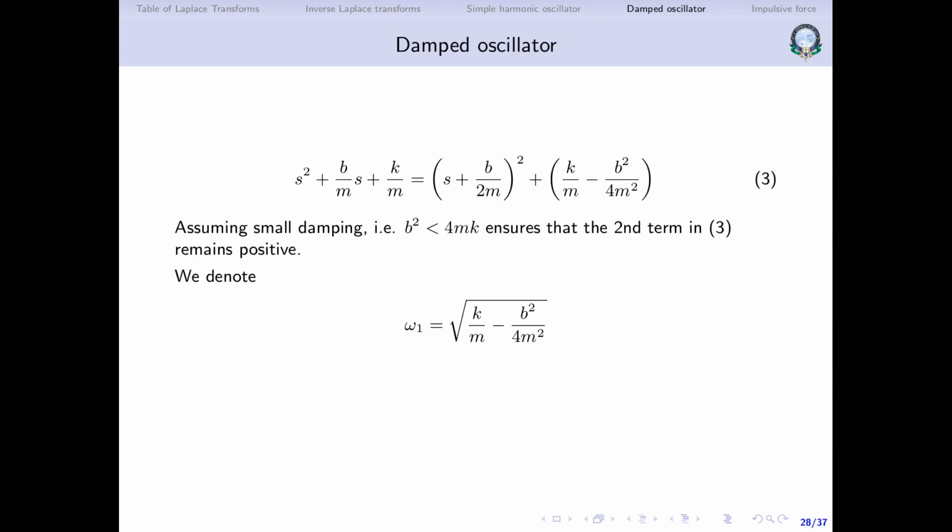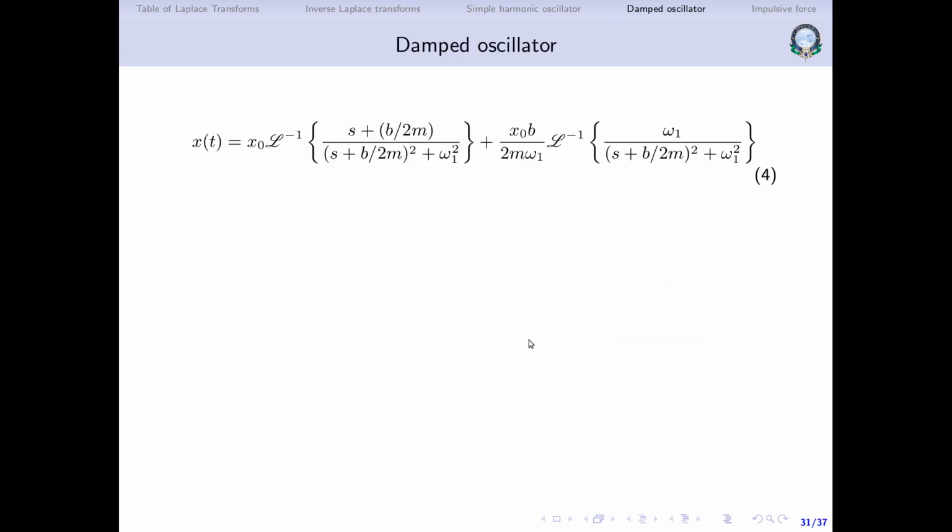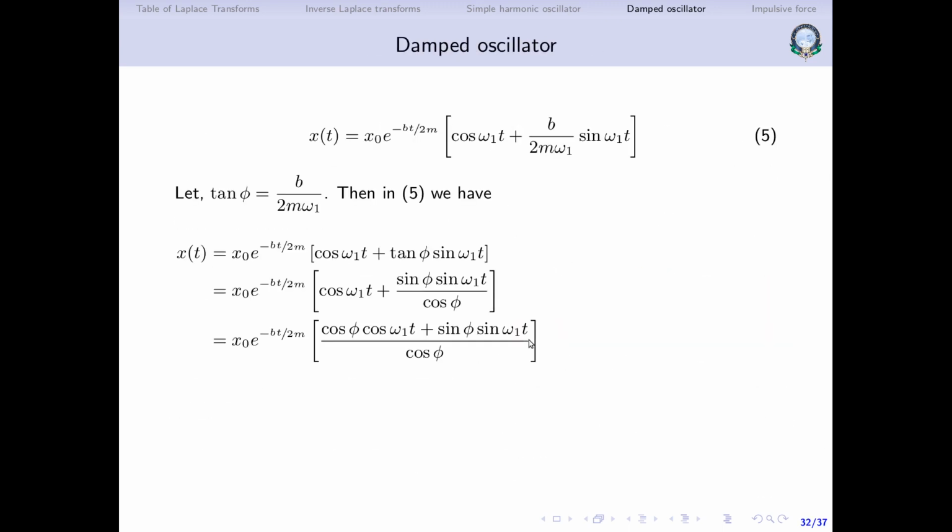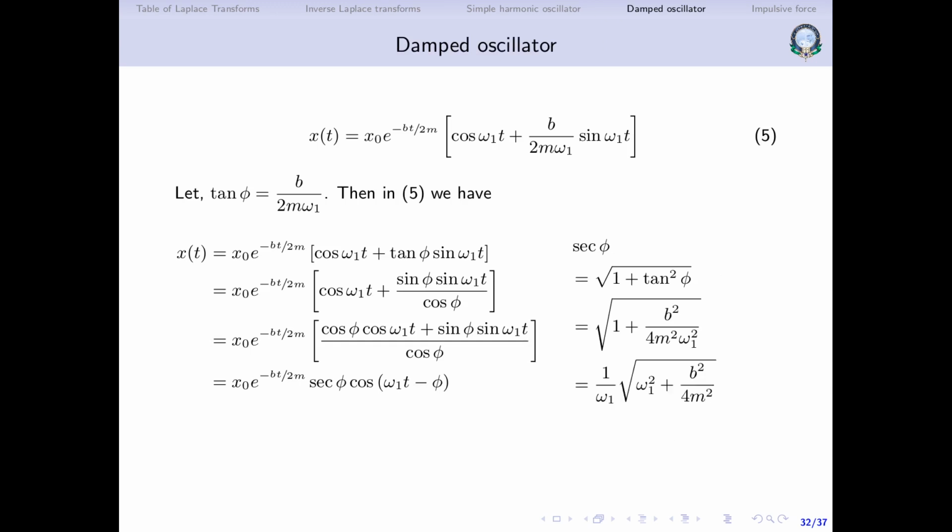Now omega 1, the way we had defined omega 1, omega 1 square is k by m minus b square by 4m square. So this is something that we will now substitute. Omega 1 square we'll replace with k by m minus b square by 4m square. So these will get cancelled out, b square by 4m square will get cancelled out.